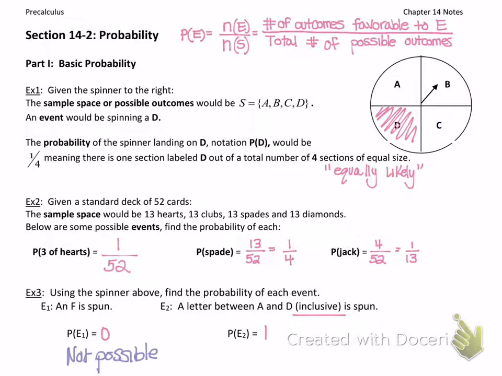You can also say this like: the probability of spinning A is 1 out of 4, plus the probability of spinning B is 1 out of 4, plus C, plus D, which gives us 1, or you know it's 100% possible, which gives us a probability of 1.